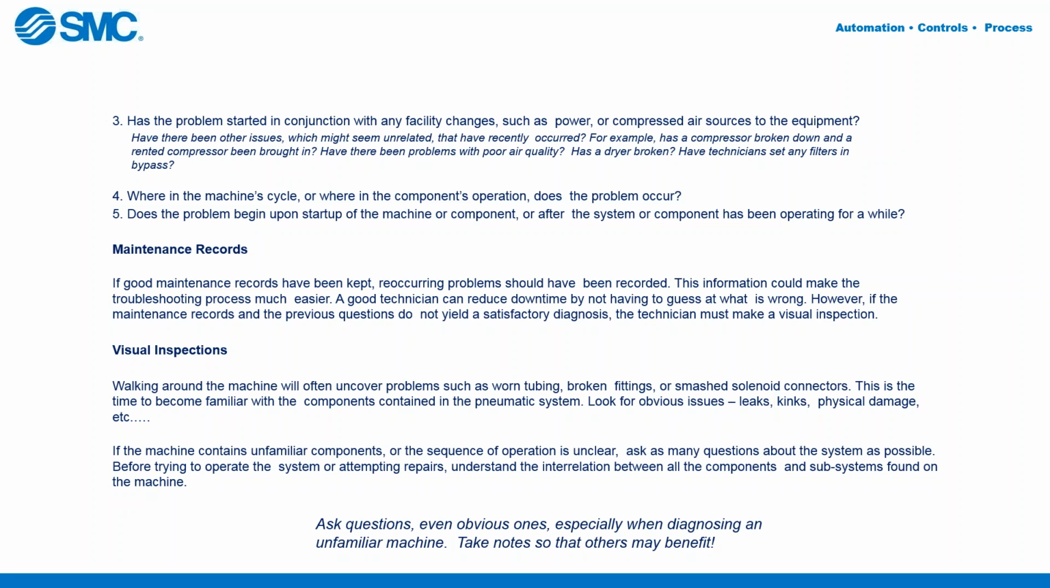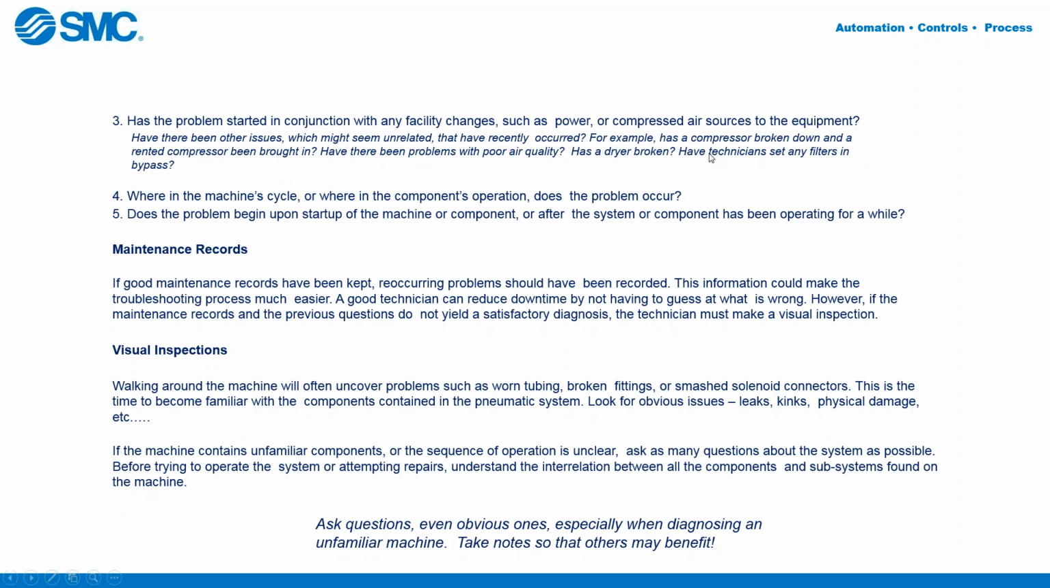There may be more or less pressure than there was before. The rented compressor may not have any filtration and potentially was connected after the plant's filtration system. Was there an air quality issue? Has there been any water in these air lines? Has the dryer broken down? Have we set any filters in bypass? Any of those kinds of things may be facility issues that could have an effect. And you may need to ask more people about that. The machine operator may be unaware of changes to the facility or to the main system.